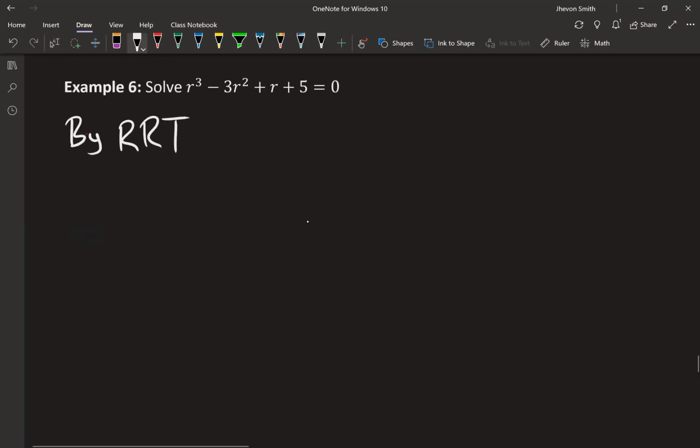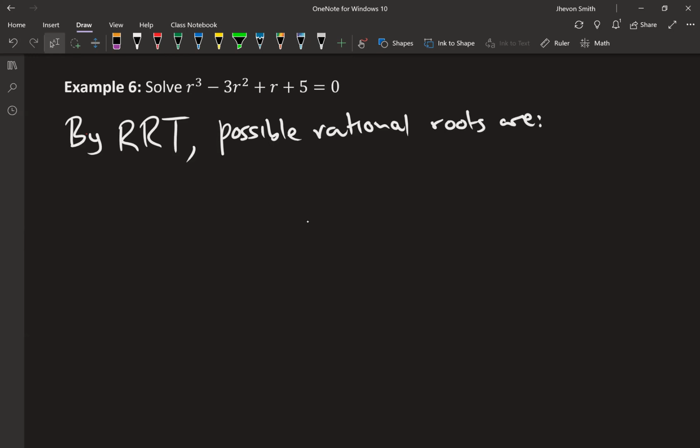By the rational roots theorem, possible rational roots are, well, it could be a factor of the constant term, which is 5. So there are really only 2 factors, 1 and 5. And the factors of the leading term, well, that's just 1. The factors of 1 are 1 and 1. So that would be the denominators. And you can take plus or minus of these.